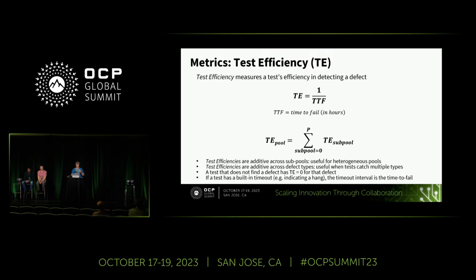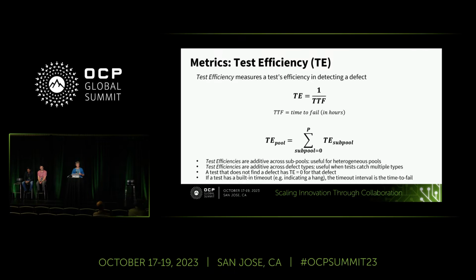The test efficiency has an additive property. As we discussed on the previous slide, we can have multiple subpools that it applies on. So the total pool test efficiency would be a sum of the test efficiency on different subpools.